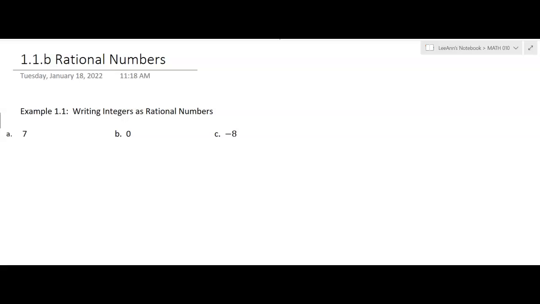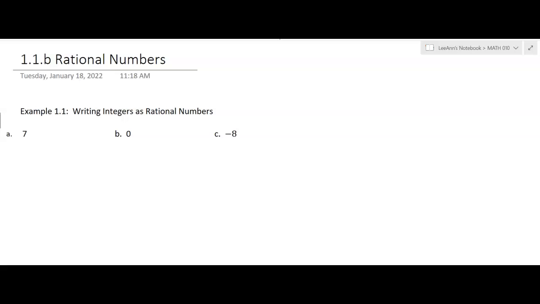You may have noticed that I didn't say anything about real numbers in the last video. We're not quite ready to talk about real numbers because we need another set of numbers before we get to that. But back on rational numbers here a little bit, and we covered this already, but this is example 1, writing integers as rational numbers.